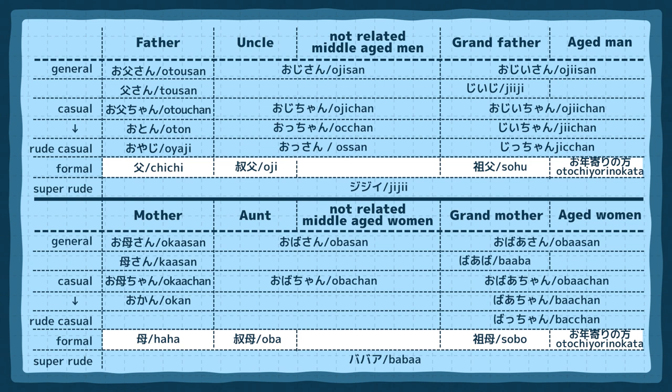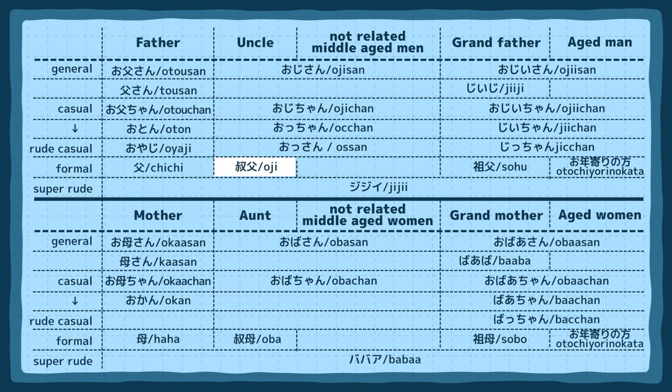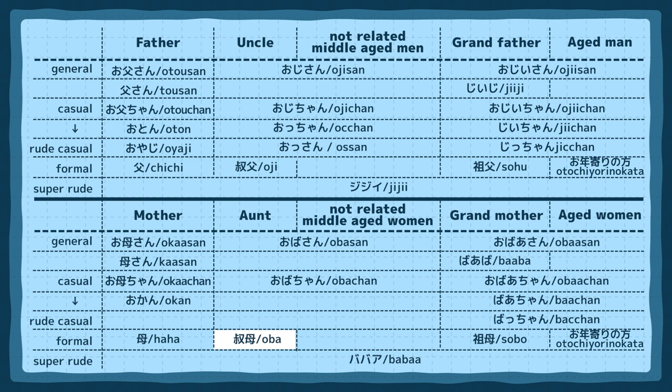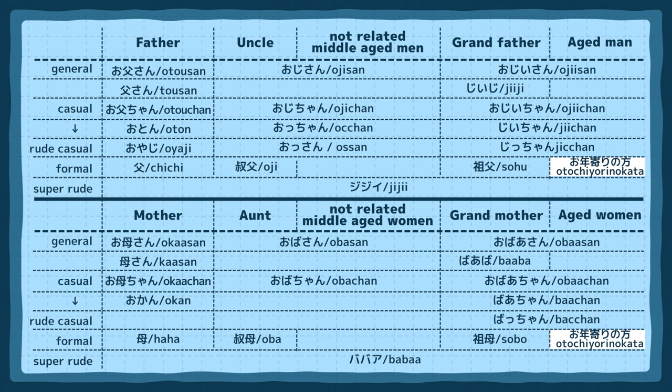父, 父, おじ, おじ, 祖父, 祖父, 母, 母, おば, おば, 祖母, 祖母. For both aged men and women, you say お年寄りの方. Anya used 父 and 母. Actually, this sounds funny because little girls use informal words. And the last one is just rude insult words.